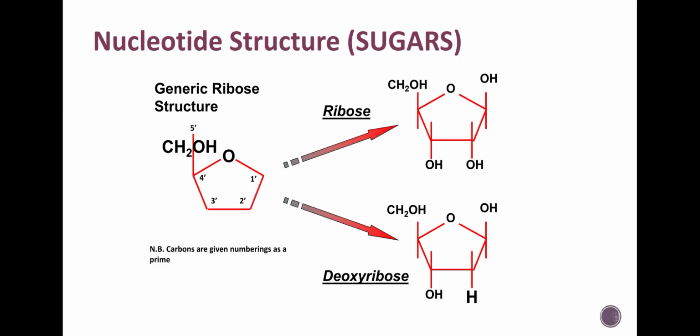RNA and DNA differ in the identity of the sugar unit in their nucleotides. In RNA, the sugar unit is ribose, hence the R in RNA, and in DNA, the sugar unit is 2'-deoxyribose, hence the D in DNA.